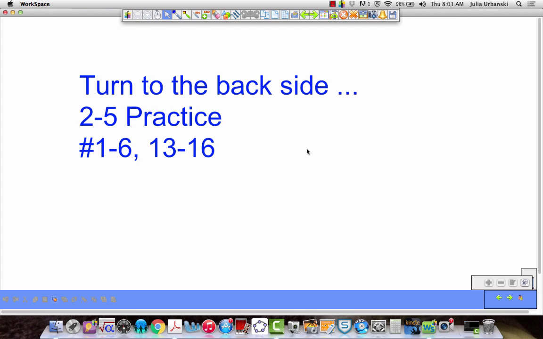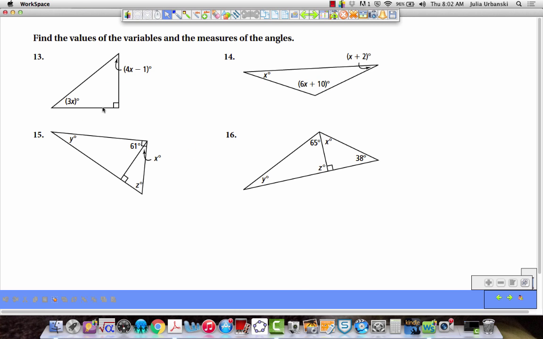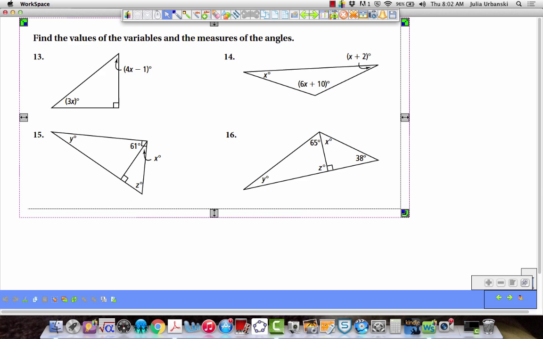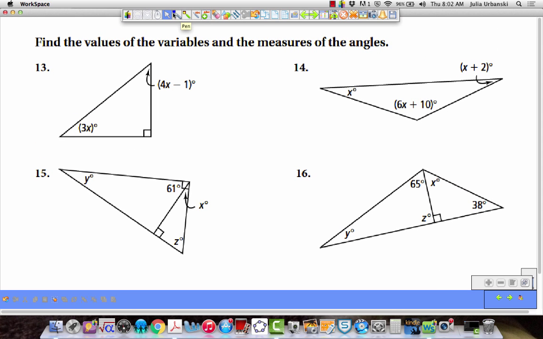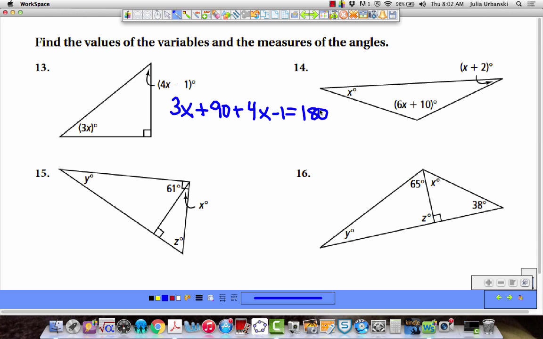Okay, jump down to number 13 with me, please. Okay, number 13. This is slightly different. You don't just have numbers to subtract, but the rule is the same. All three of these angles are going to add up to 180. So tell me one angle that you know. 3x. Good, we know 3x, so I'm going to start off with that. What's another angle that I know? Oh, the right angle, and that's 90, good. And then what's the last one that I know? 4x minus 1. If I add and combine all that together, how many degrees do I get? 180. Write that down with me and let me help you solve this one, because that's something you need also.